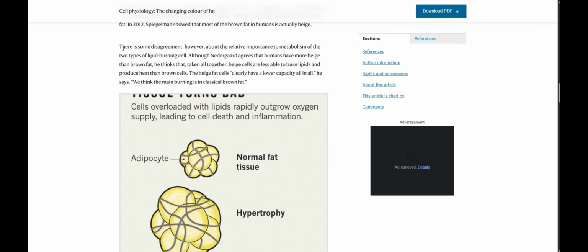Back to the article, there's some disagreement, however, about the relative importance to metabolism of the two types of lipid-burning cell. Although Nedergaard agrees that humans have more beige than brown fat, he thinks that, taken all together, beige cells are less able to burn lipids and produce heat than brown cells. The beige fat cells clearly have a lower capacity. All in all, he says, we think the main burning is in classical brown fat.